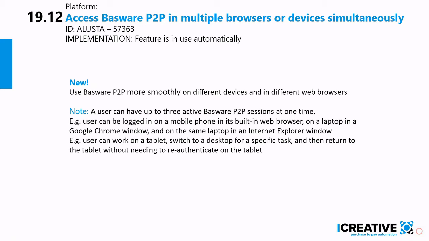So you can be logged in on a mobile phone with its built-in web browser, on a laptop in Google Chrome, and on the same laptop with Internet Explorer. Or you can use it on a tablet, switch to desktop for a specific task, because, for example, the user experience is very low for specific tasks on a tablet, and then return to the tablet without needing to re-authenticate again. So this is very helpful when you are using Basware.